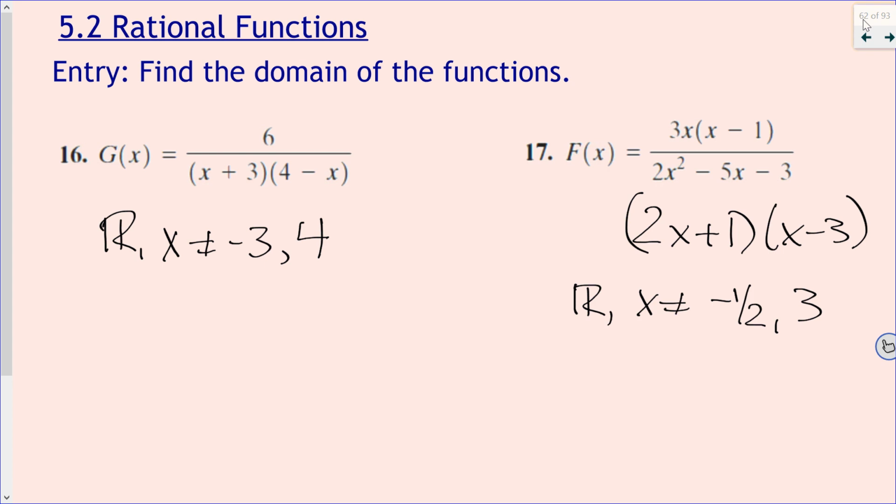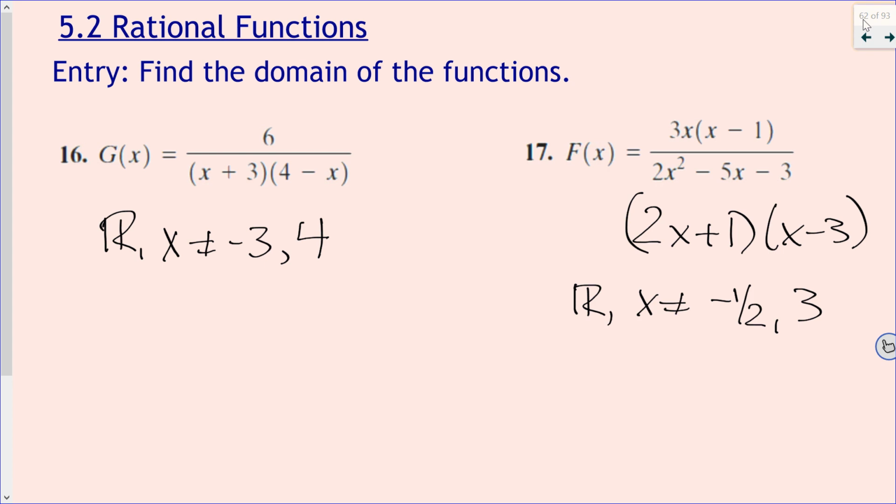So you'll notice that a rational function does not have a domain of all real numbers. So what this means is that the graphs of rational functions will look different than the graphs of polynomial functions. Polynomial functions' domains are all real numbers, so there are no breaks in the graph. But this will have breaks in the graph because there are domain restrictions.